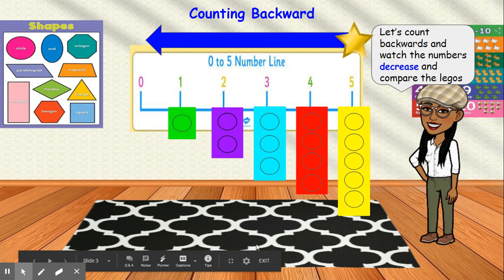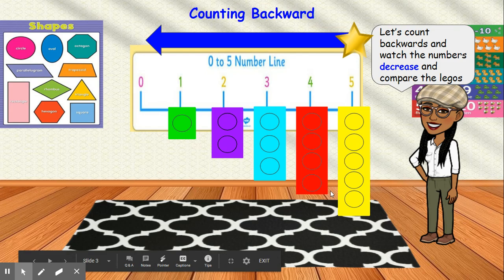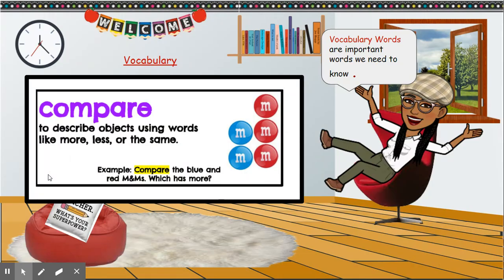Okay, so we can say that the yellow Lego is more than the rest of the Legos. Or another word that we could use instead of saying more, we could say greater than. So we could say the yellow Lego is greater than the other Legos. So remember, compare. That means to describe objects using words like more, less, or the same. And remember, we compared the M&Ms to figure out which one was more, and we said the red.